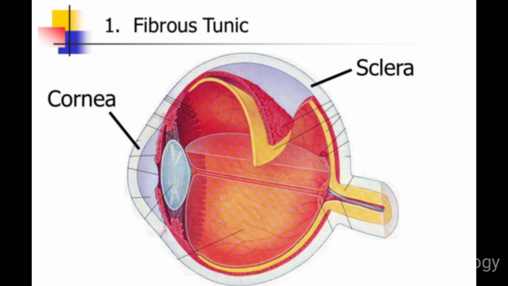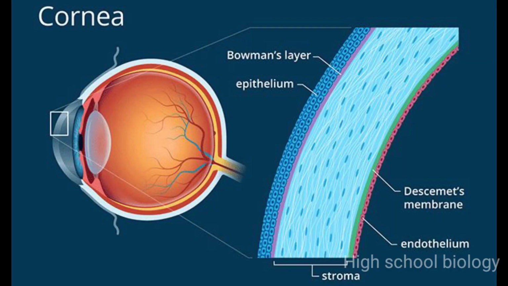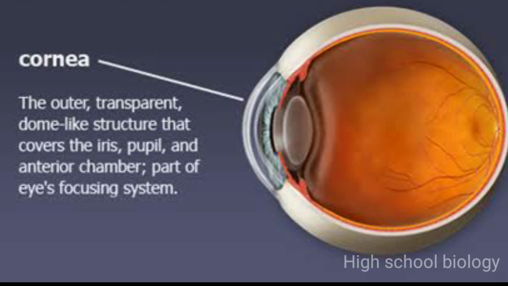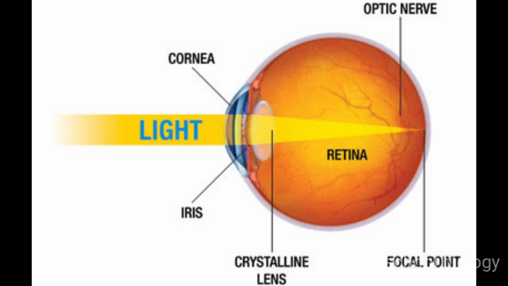Look at the fibrous tunic. The fibrous tunic is the outer covering of the eye, and it includes the cornea and sclera. Look at the cornea. Light enters the eye through the cornea. The cornea is transparent, so that light can travel through it.